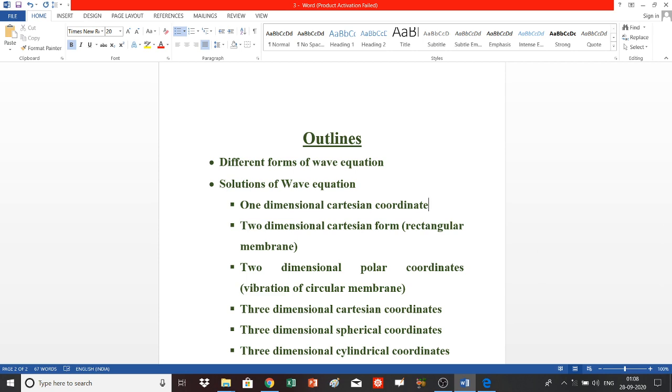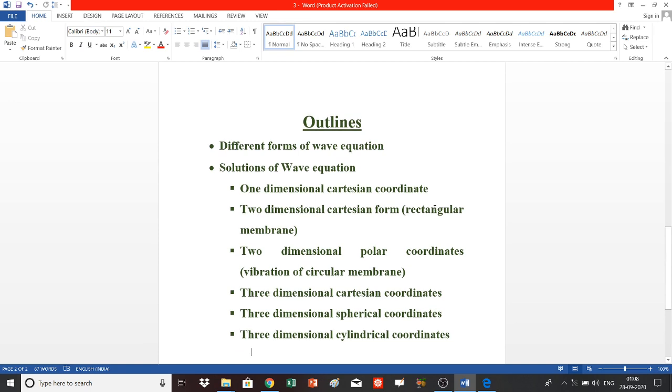two-dimensional Cartesian coordinates, for the case of a rectangular membrane, and then two-dimensional polar coordinates. In the practical case, it is the vibration of a circular membrane. For this case, the wave equation will be solved. After that, three-dimensional Cartesian coordinates, then three-dimensional spherical coordinates, and finally three-dimensional cylindrical coordinates.